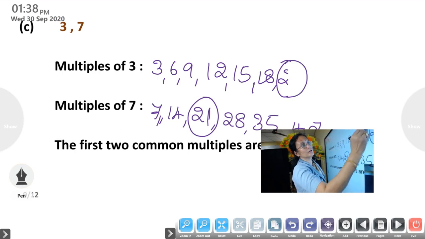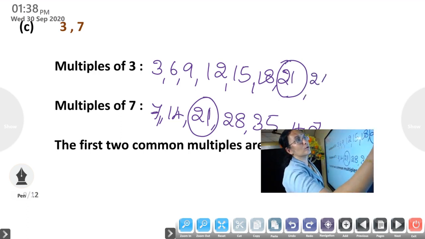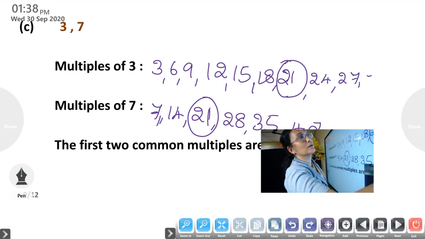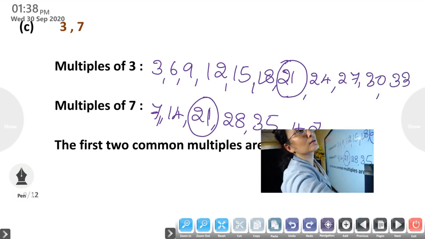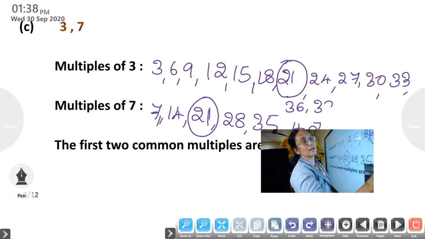So here we got only one multiple. Then continue what you are getting: 21, then 24, then 27, 30. Then you are getting 33, 36, 39, and then you are getting 42.